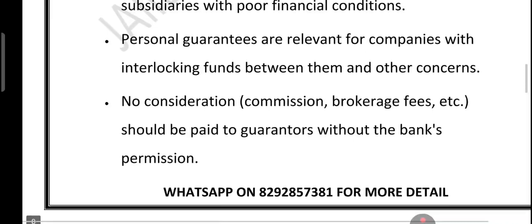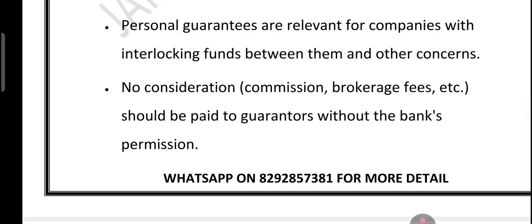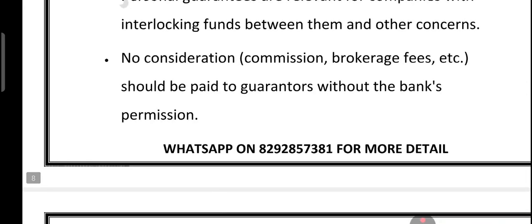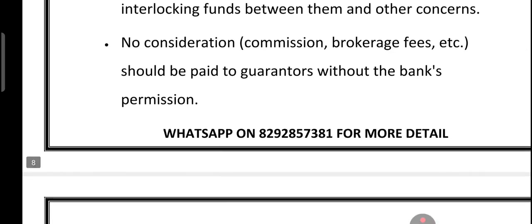Yes, you heard that right. A guarantor can't be paid any commission or fee for standing guarantee unless the bank gives written permission. So to wrap it up, no consideration should be paid to the guarantor without the bank's permission. Basically, third party guarantees are not just about trust, they are about strategically securing the bank's money. I hope that is clear now.